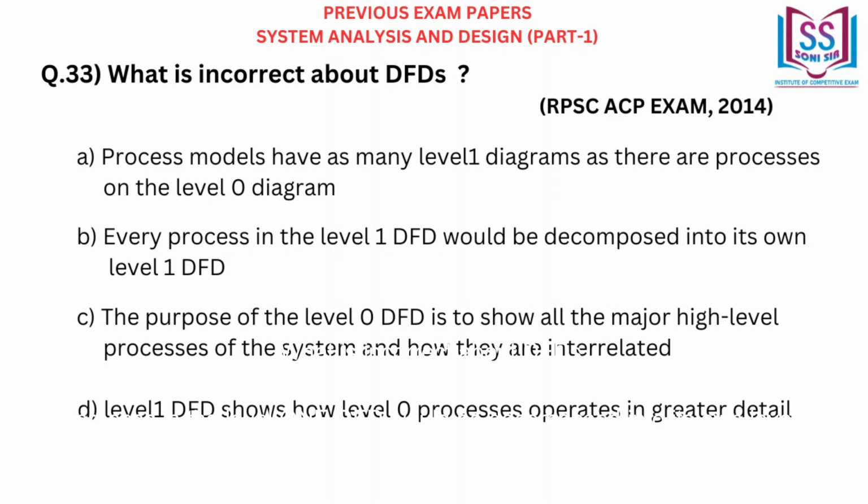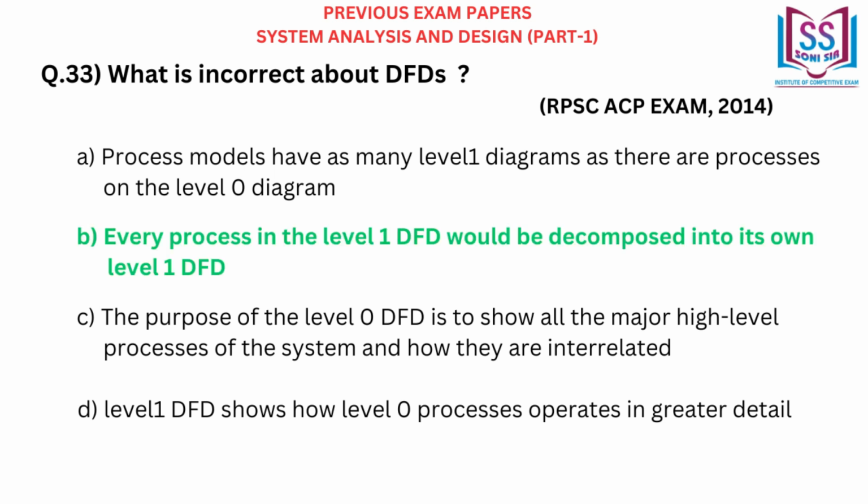What is incorrect about DFDs? A. Process models have as many level 1 diagrams as there are processes on the level 0 diagram. B. Every process in the level 1 DFD would be decomposed into its own level 1 DFD. C. The purpose of the level 0 DFD is to show all the major high-level processes of the system and how they are interrelated. D. Level 1 DFD shows how level 0 processes operate in greater detail. Correct answer: B. Every process in the level 1 DFD would be decomposed into its own level 1 DFD.